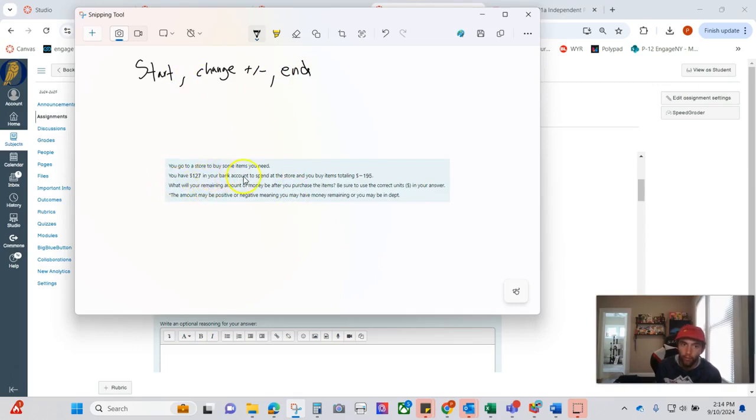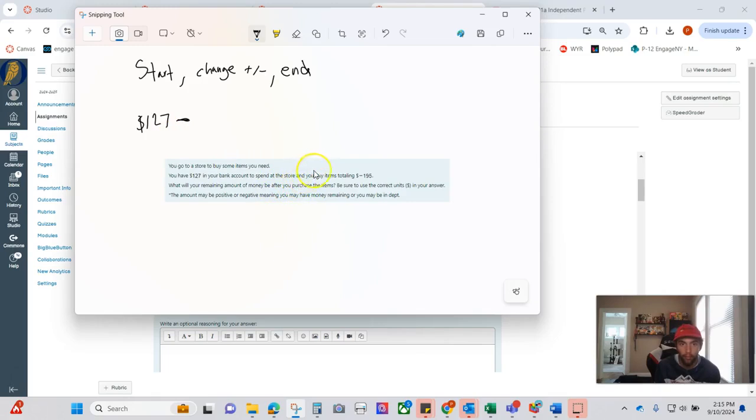You have $127 in your bank account. You spend money at the store. And that's how much we spend. So we started with $127. And then we spent money. So spending money, a positive change or a negative change? I think it's negative, right? Because you're losing money when you spend it. So it would be minusing, because you're losing money. Spending is negative.